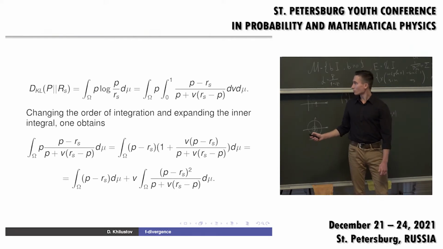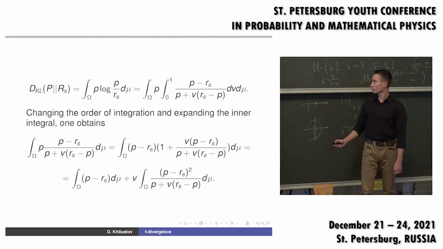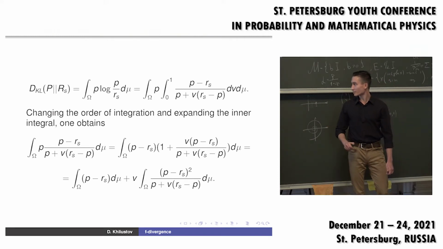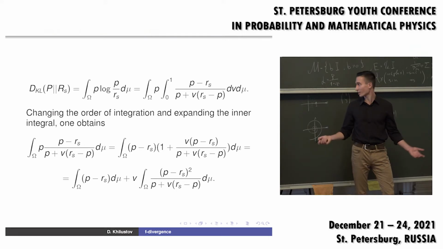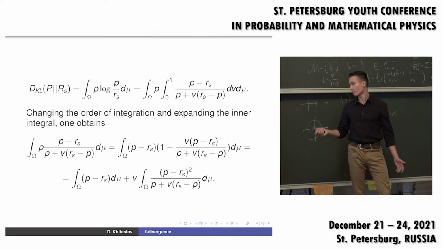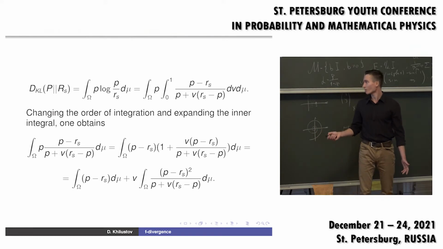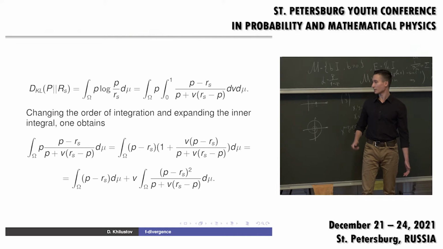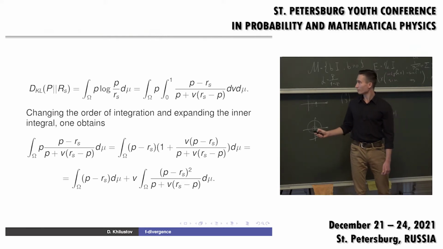Now, decompose the Kullback-Leibler divergence by means of logarithmic expansion and change the order of integration. Expanding the inner expression, we will obtain two terms. The first one equals 0 because p and r sub s are both densities, and thus the integral across the whole space equals 1 for each. So we subtract 1 from 1 and obtain 0. And the second term can be expressed in terms of the chi-squared divergence in the following way.